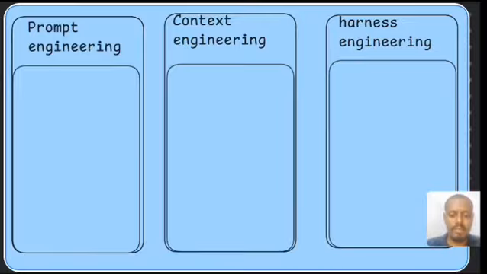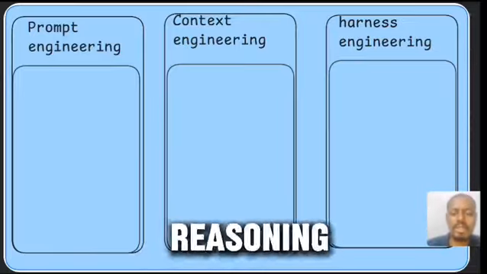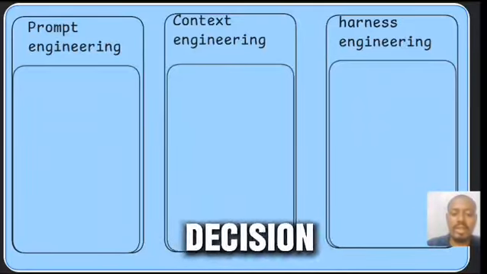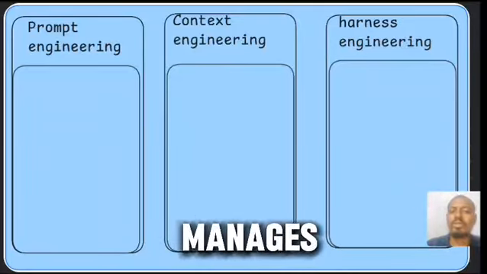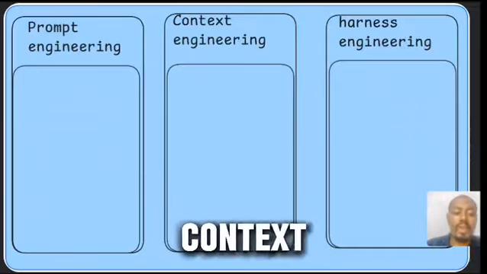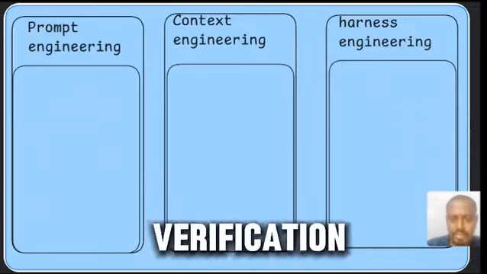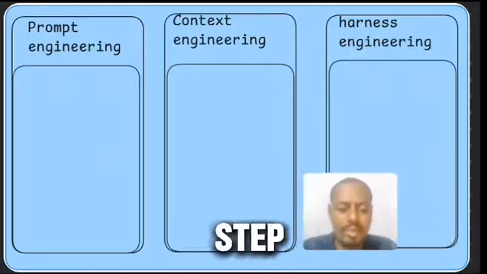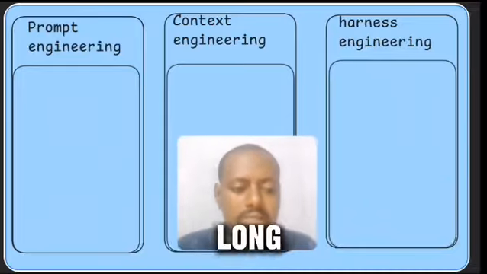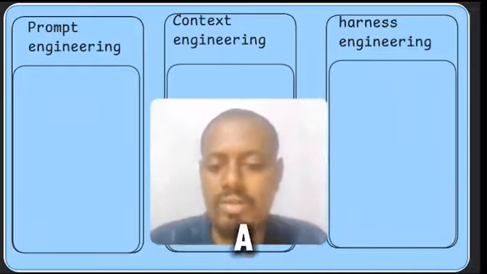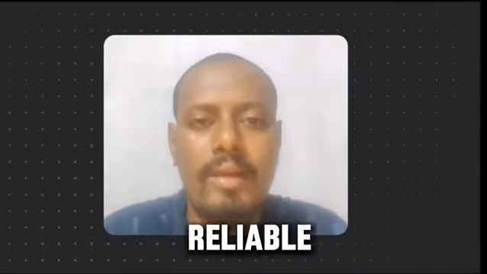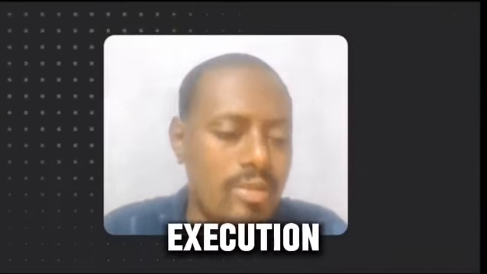So an agent combines a reasoning model with execution infrastructure. The model handles the decision making, and the harness manages tool calls, context files, sandboxes, and the verification loop. You build a harness when you're running a multi-step autonomous task across long time frames. A strong harness turns non-deterministic model output into reliable system execution. So this was all about the agent harness.